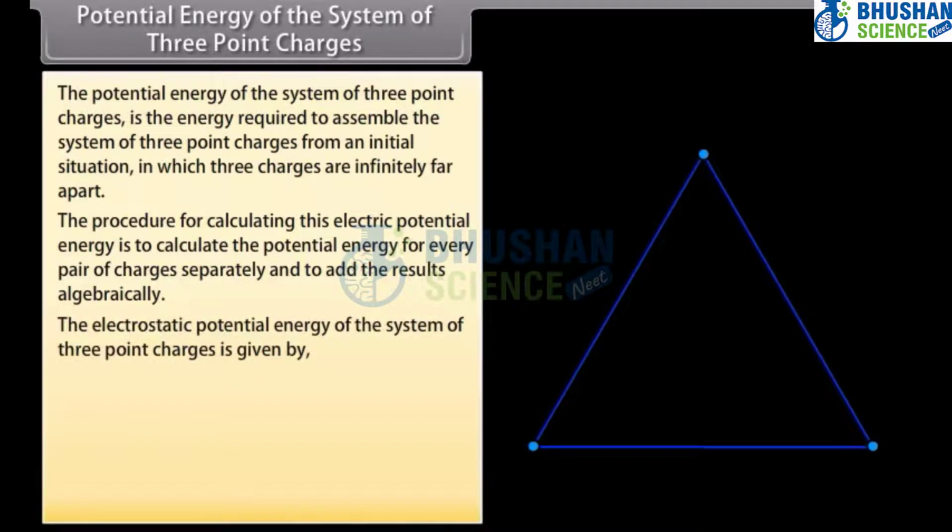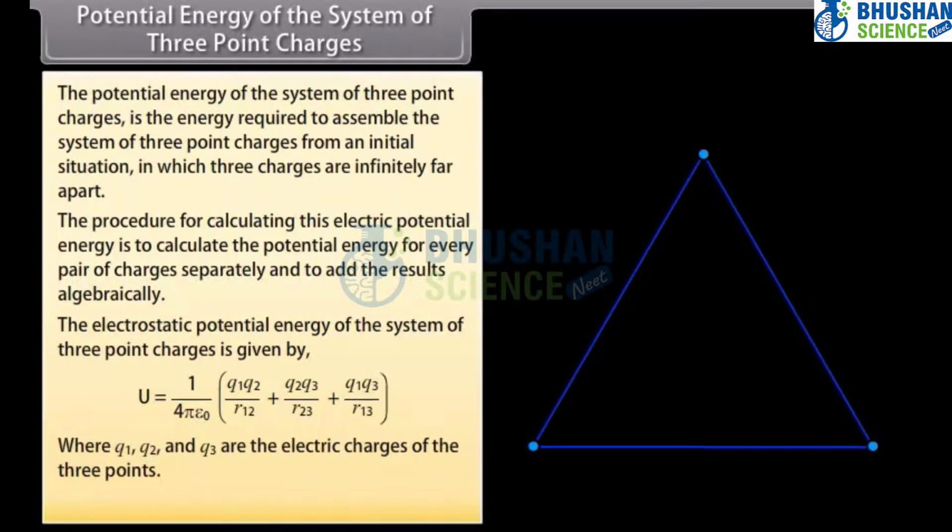The electrostatic potential energy of the system of 3 point charges is given by U is equal to 1 upon 4 pi epsilon naught multiplied by Q1 Q2 upon R12 plus Q2 Q3 upon R23 plus Q1 Q3 upon R13, where Q1, Q2 and Q3 are the electric charges of the 3 points, and R12, R13 and R23 are their separation distances.